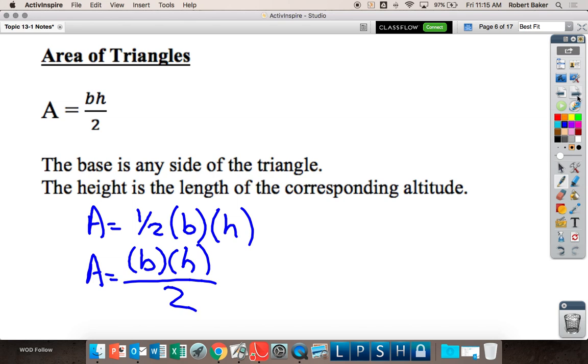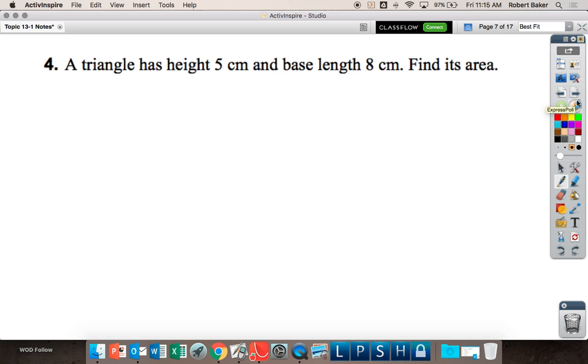The base can be any side of a triangle. Any side can be the base, but the height is always the length of the corresponding altitude. So the height is always the length from the base that you're using to the opposite vertex. The triangle has a height of 5 and a base of 8. Find its area. Base times height, so 40, divided by 2. 20.